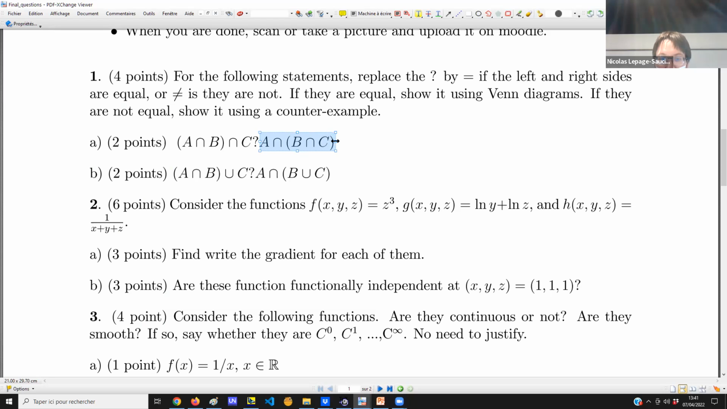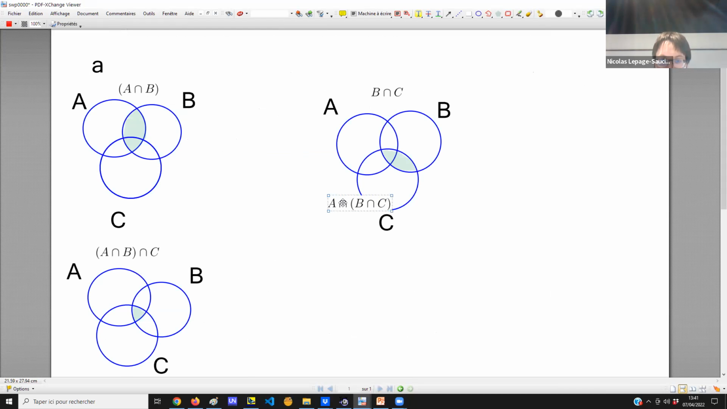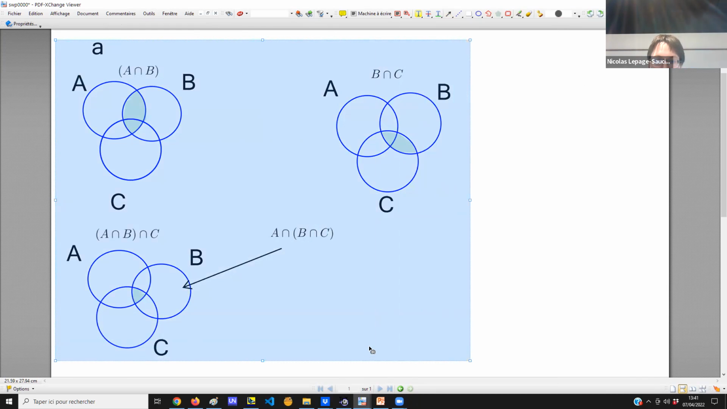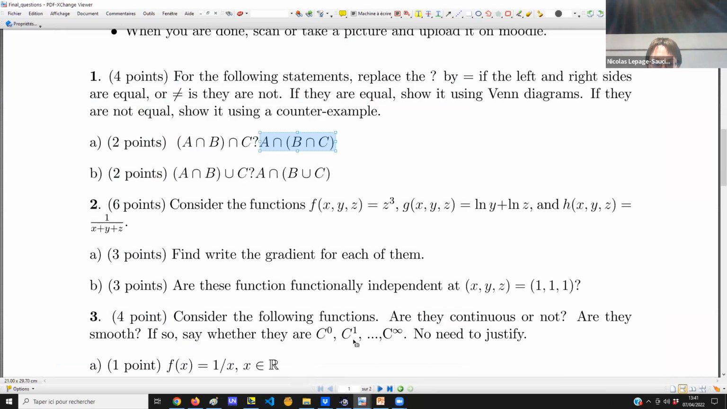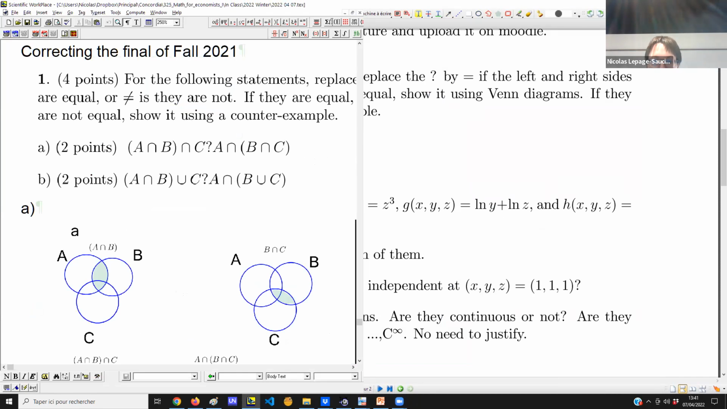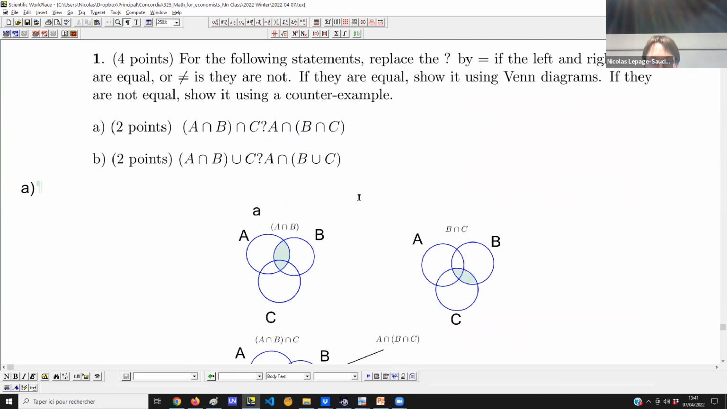A intersect B intersect C is exactly like this. But please draw it again, just to be clear that you're going to think two different things, but you're going to get the same thing. So that's A. And then, so this is false.